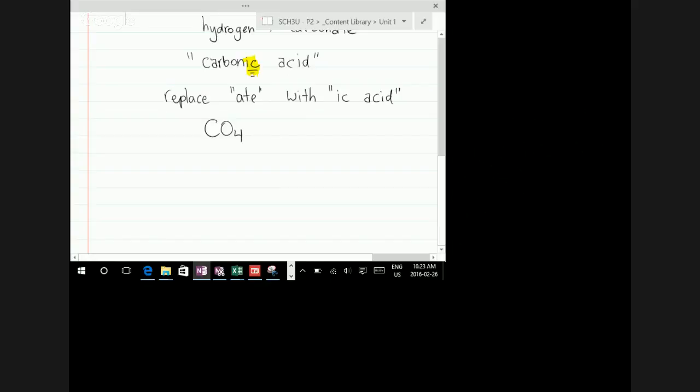Likewise, H2CO4, this would now be not the carbonate ion, but the, nope, CO4, we're going up, so it would be percarbonate, right? So this would be percarbonic, and all we do is we replace the ate with ic acid. So rule 1 is that we always replace ate with ic.